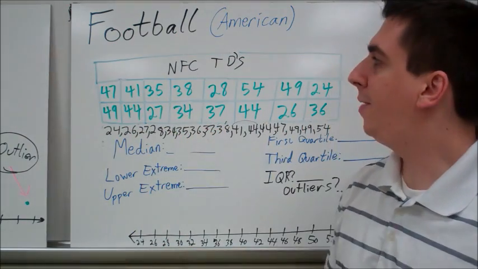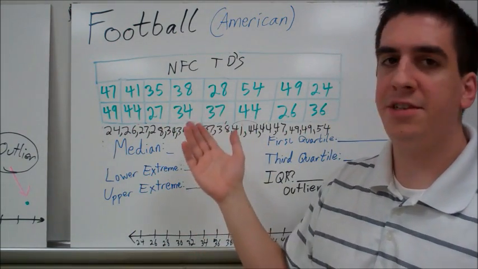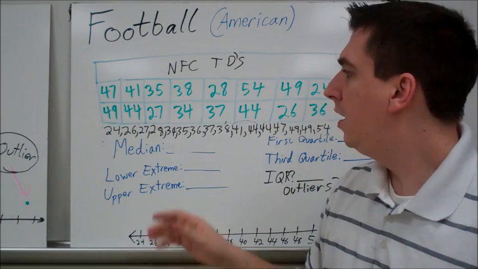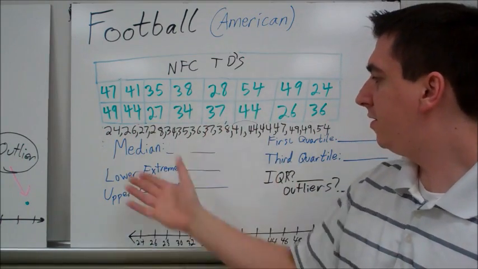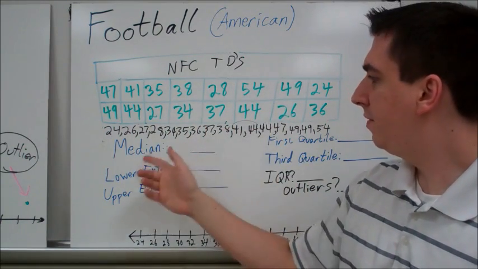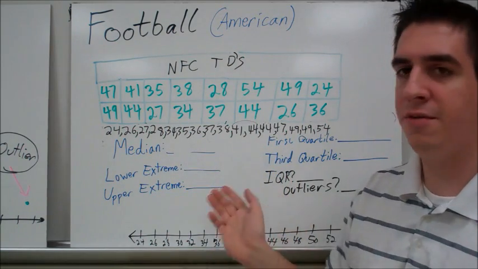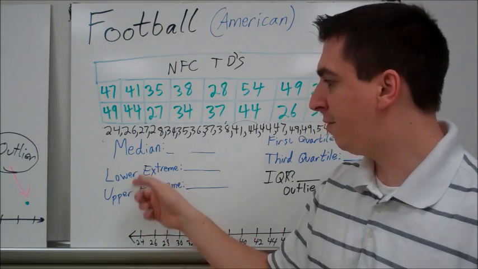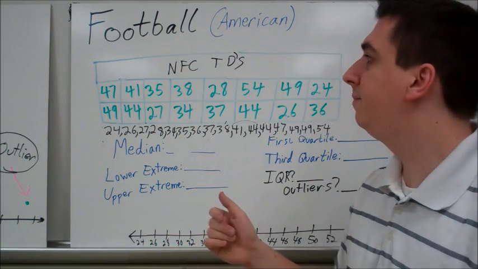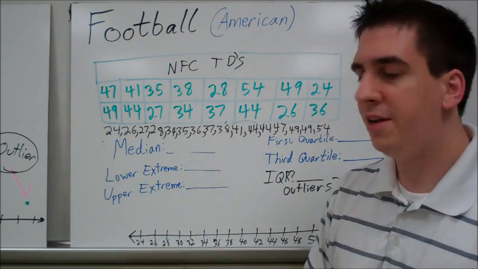Here we have a chart about touchdowns scored in the NFC in American football. First we have to find all of these statistical meanings. We have to find our median, quartiles, our lower extreme, upper extreme, our IQR. We have to see if there's any outliers before we find our lower and upper extremes also. So let's find our median first.